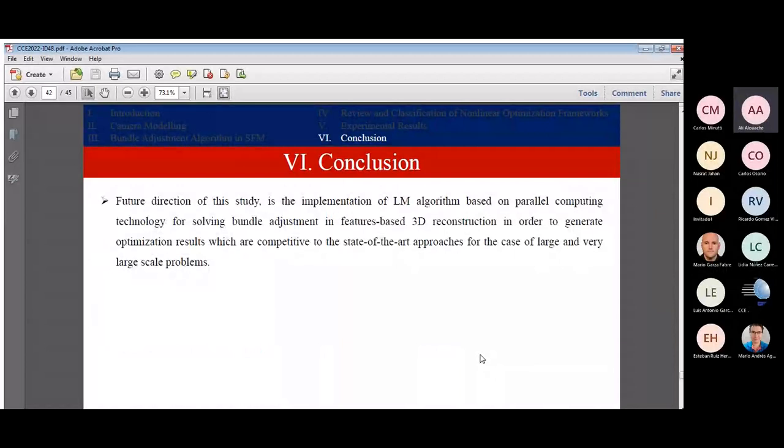Future direction of this study is the implementation of Levenberg-Marquardt algorithm based on parallel computing technology for solving bundle adjustment in feature-based 3D reconstruction, in order to generate optimization results which are competitive to the state-of-the-art approaches for the case of large and very large-scale problems.